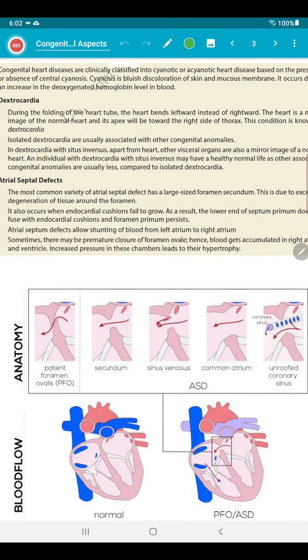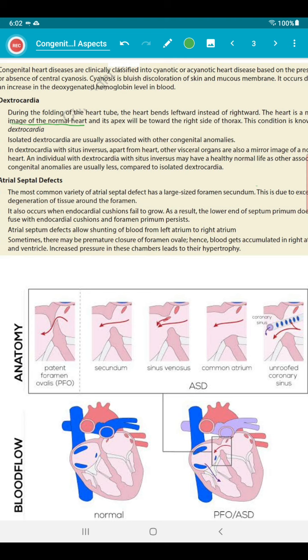So during the folding of the heart tube, the heart bends towards the left side. The heart in dextrocardia is a mirror image of the normal heart, and its apex will be toward the right side of the thorax. This condition is known as dextrocardia. Isolated dextrocardia is usually associated with other congenital anomalies. Remember this, so search for those anomalies.